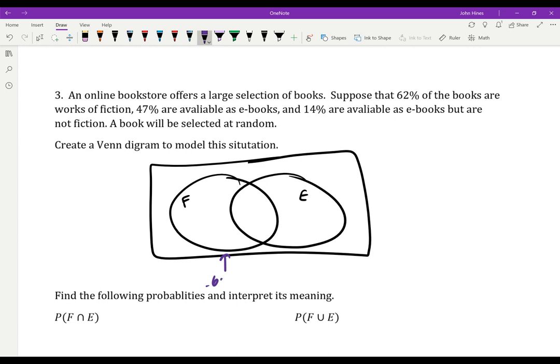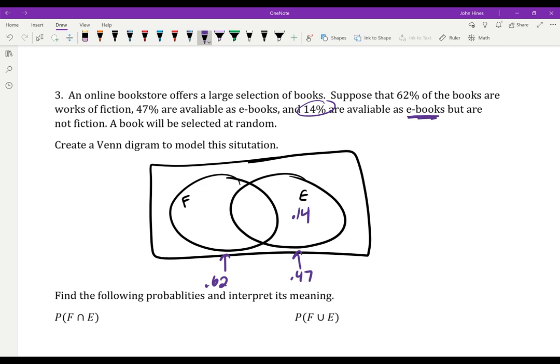62% are fiction. That's the whole circle. I can't put that in the circle because the whole fiction circle is 62%. 47 are ebooks. That's the whole circle again. I can't put that in. 14% are ebooks but are not fiction. So where does that go? Where does 14% go? They're ebooks, so it's got to live in the circle, but it can't be fiction. So that 0.14 actually goes right there.